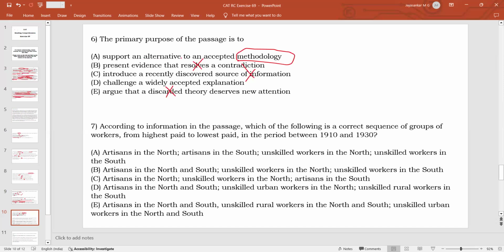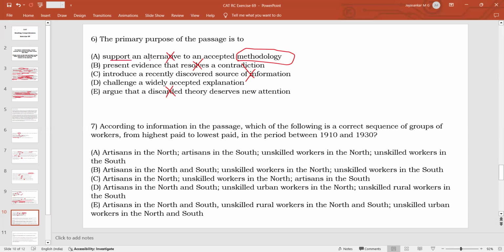So option A is supporting an alternative to an accepted methodology. Because of the word methodology, it is not correct. Supporting an alternative to an accepted theory might be a correct answer, because the theory that is popular is that the migrants did not succeed economically because of their rural background. So an alternative explanation would have been correct, but since the word methodology is given, it's not correct. So the answer is challenging a widely accepted explanation.